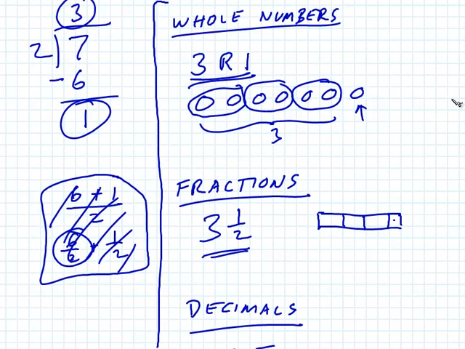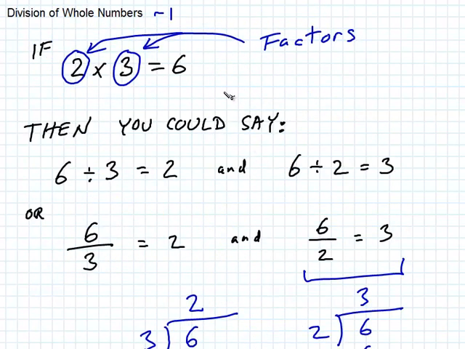Okay, I think we've covered enough for the first lesson. So what we've learned is, what do we mean by division? It's like taking a multiplication problem and looking for one of the missing factors. One of these times something else equals this number. So 6 divided by one of these is the other one of these. 6 divided by 3 is 2, or 6 divided by 2 is 3.